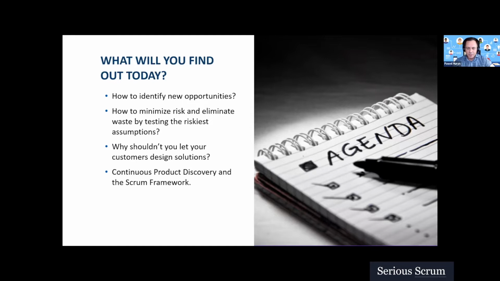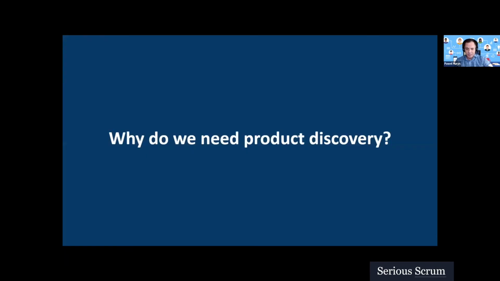I will be mentioning it during the presentation, but at the end I will summarize how we can combine continuous product discovery and working in Scrum. So in product, we should be obsessed with the why question. So let me answer, why do we need product discovery at all?